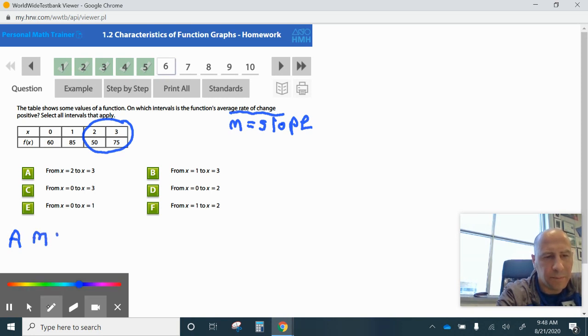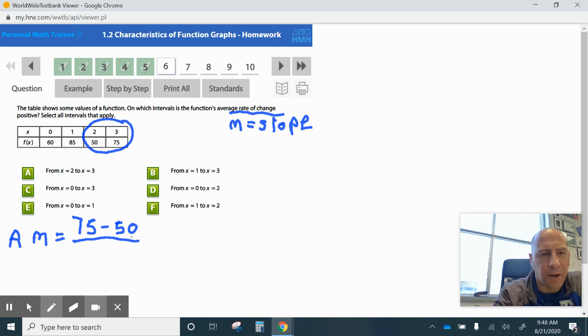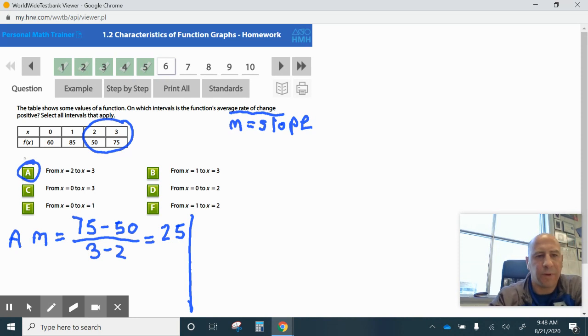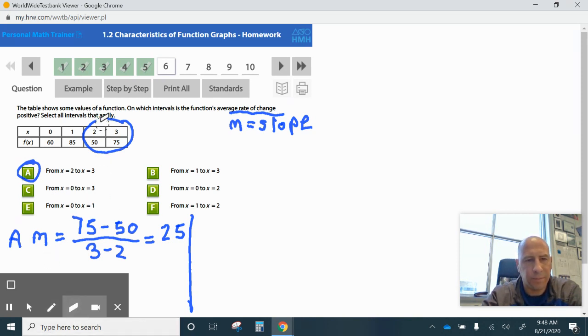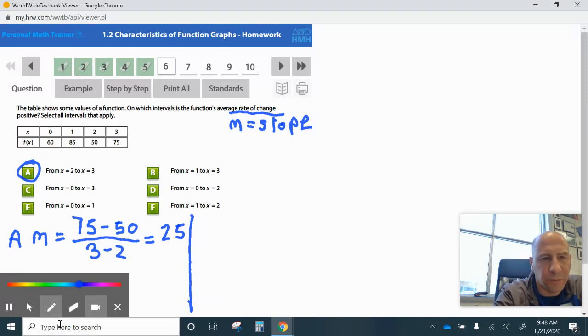let's find the slope. So m equals 75 minus 50 divided by 3 minus 2. Well, that equals 25, and that's positive. So A is definitely an answer choice. Now let's just go down A, C, and E first, and then we'll do B, D, and F. So now let's look at C. Now C is between 0 and 3.